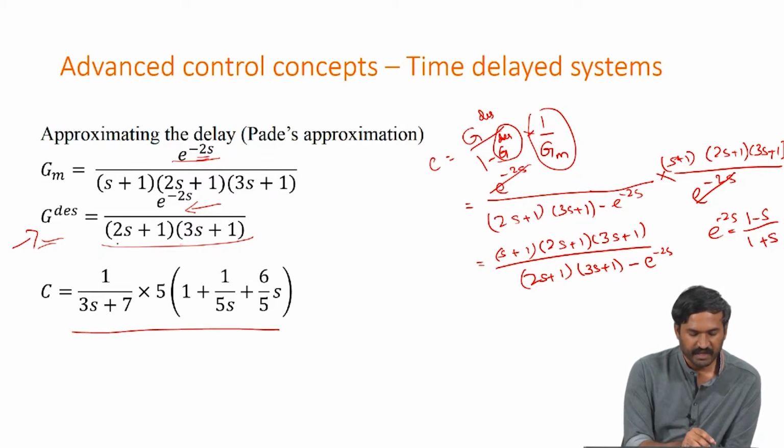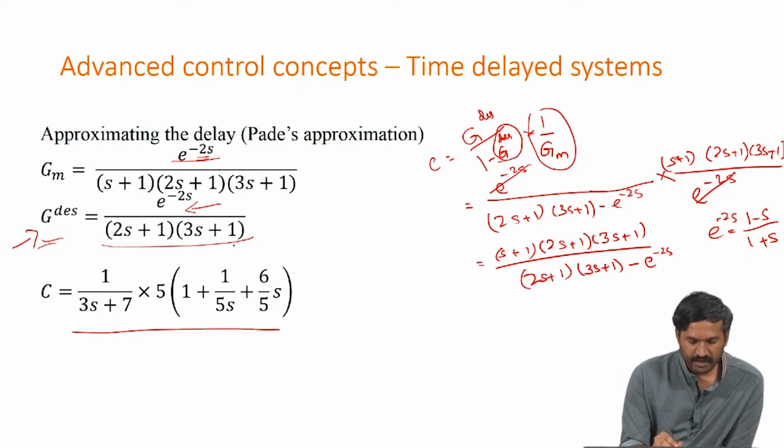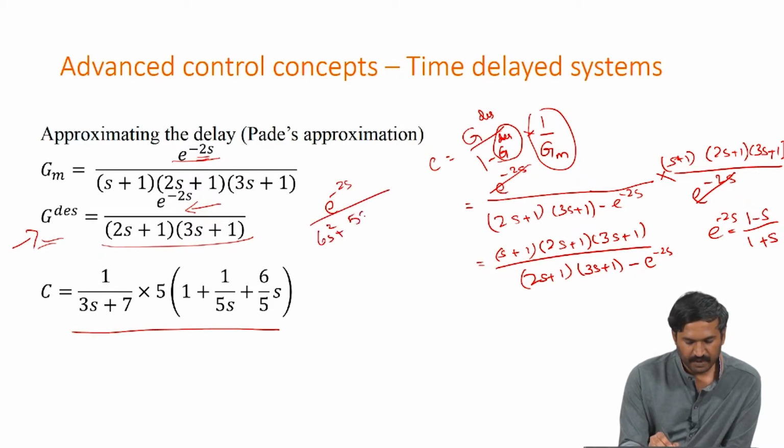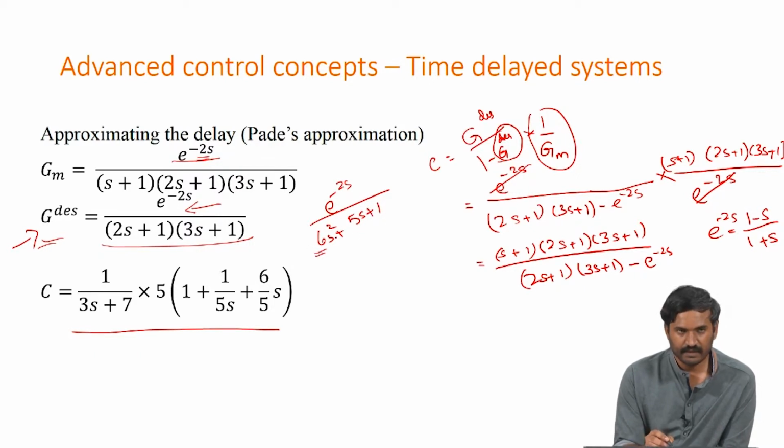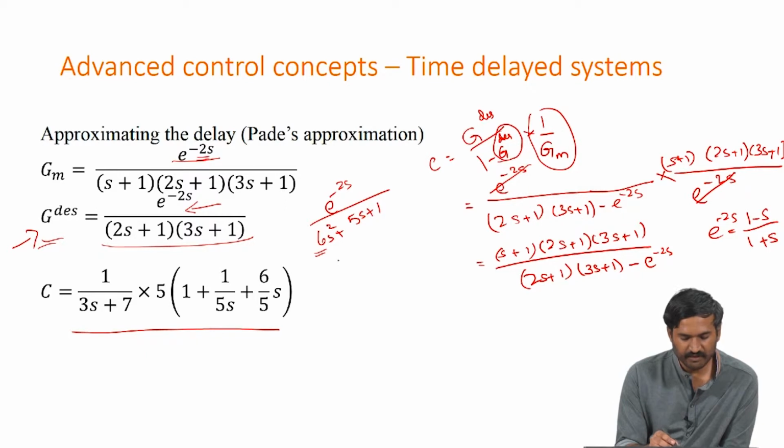So, when we look at this G desired, we have e power minus 2s divided by 6s square plus 5s plus 1. So, now this 6 is the square of the time constant of the process. So, if tau square equals 6, tau will be root 6.